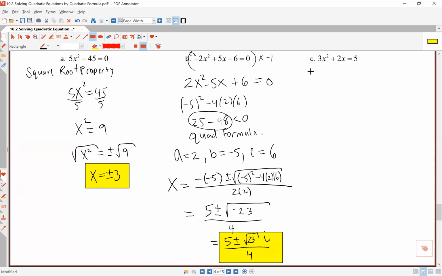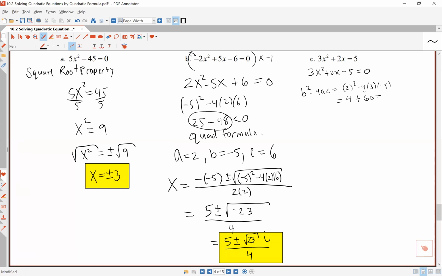And letter C, we subtract 5 from both sides. And the discriminant here is 2 squared minus 4 times 3 times -5. And that's 4 plus 12 times 5, which is 60. That's 64.